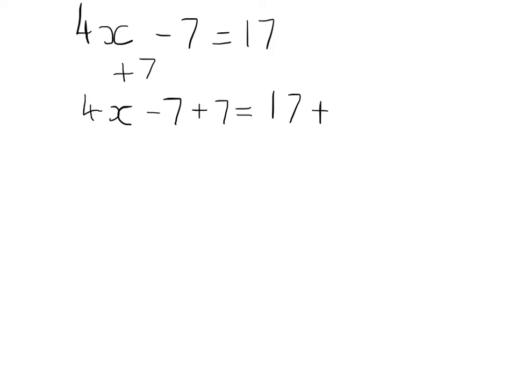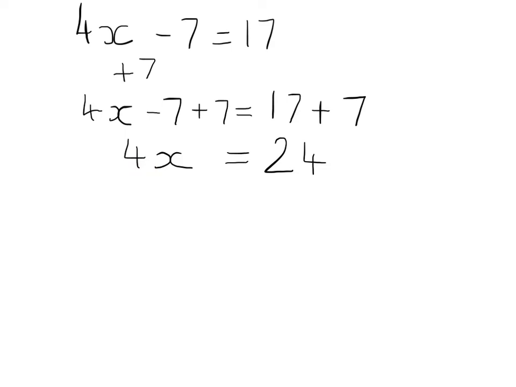17 plus 7. Okay, so that becomes just 4x, because negative 7 plus 7 is 0. And then 17 plus 7, there we are, it's 24. Brilliant. Okay, so that's the first step done. Still, we haven't got x on its own. We've got rid of the negative 7, but we still have this pesky 4. We want to get rid of it.